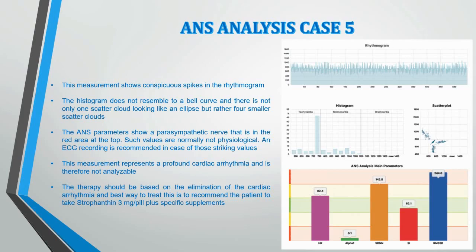The therapy should be based on the elimination of the cardiac arrhythmia, of course, and the best way to treat this is to recommend the patient to take Strophanthin 3 mg per pill plus specific supplements, for example, to take care of his or her condition.